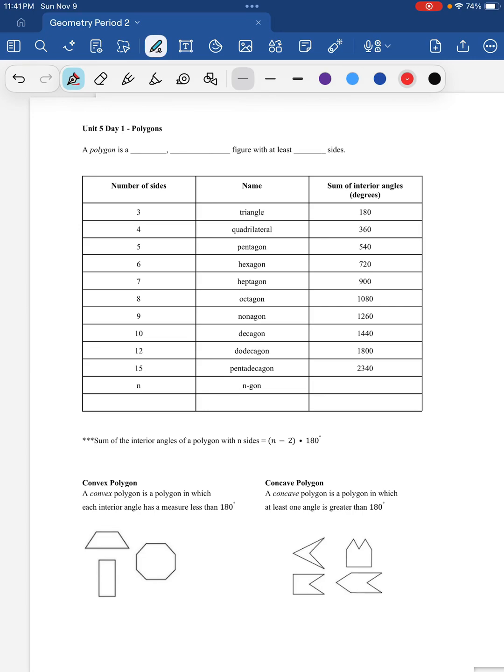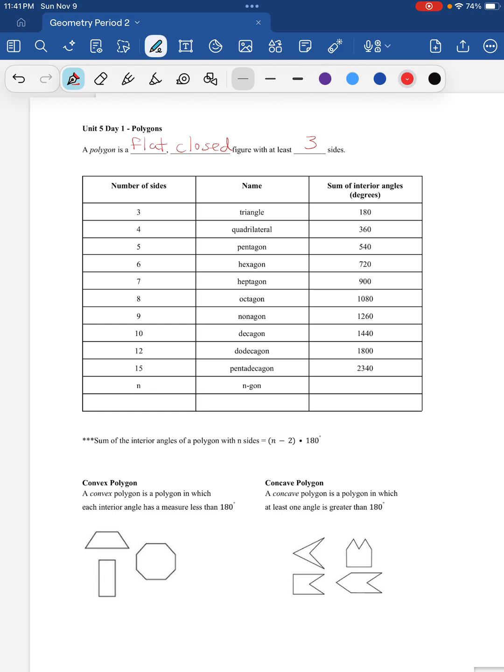Hello, we're going to start a unit on polygons. Polygons, we actually learned this definition at the beginning of Unit 4. So just to review, a polygon is a flat, closed figure with at least 3 sides. So any sort of shape, basically, except a circle. A circle just has one continuous side, but any shape that has at least 3 sides, no gaps, and is flat is going to be a polygon.